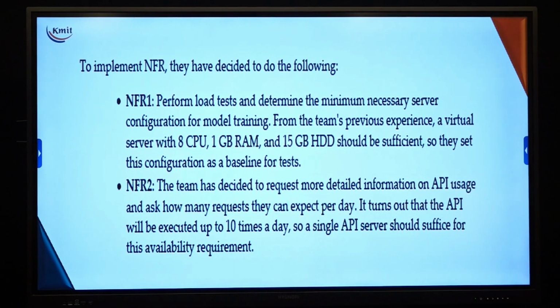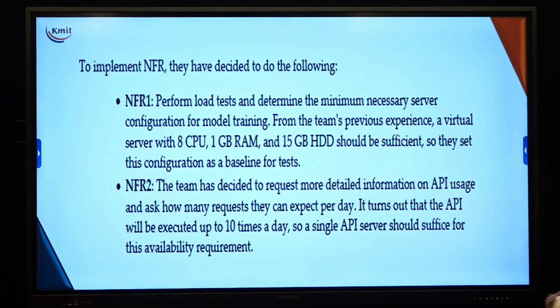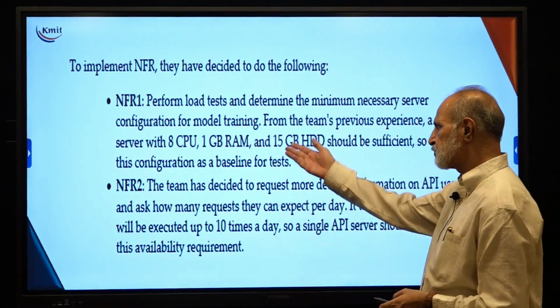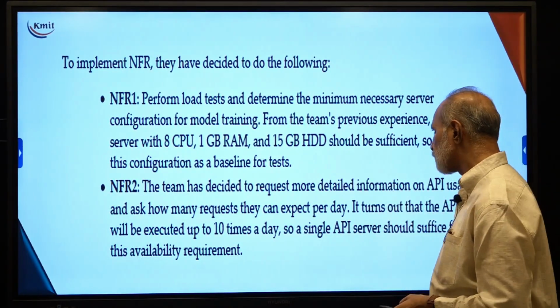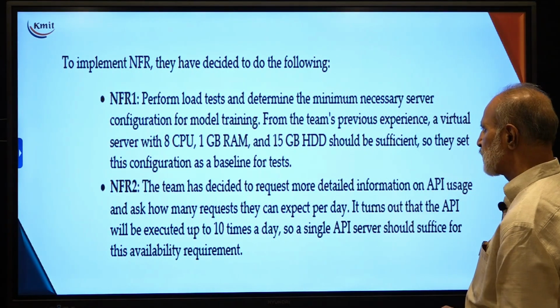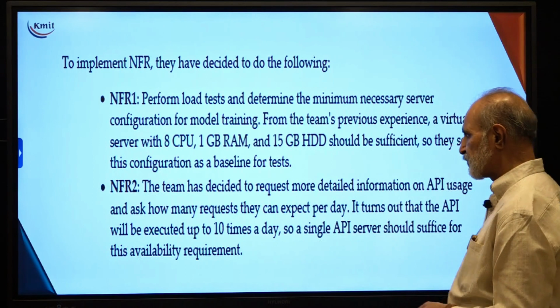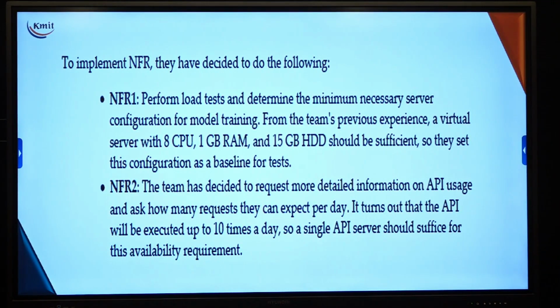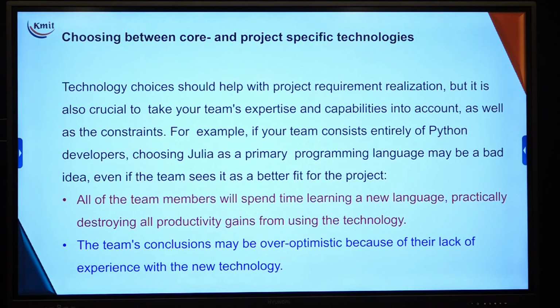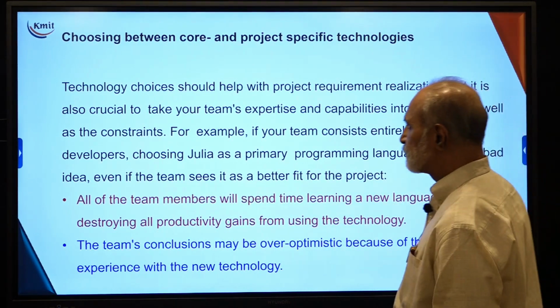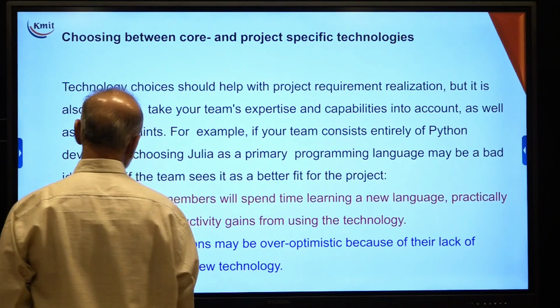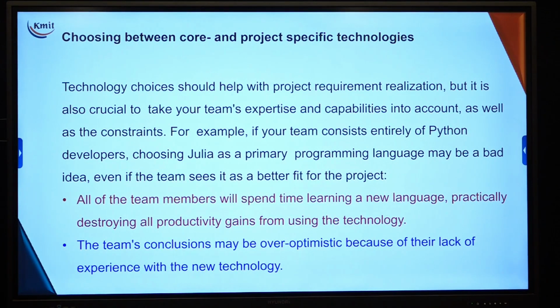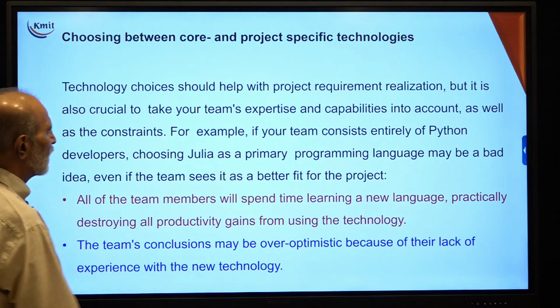With this in mind, to implement the NFRs, they decided to do the following. NFR1: perform a load test and determine the minimum necessary server configuration for model training. From the team perspective, we have 8 CPU, 1 GB RAM and 15 GB hard disk, or maybe more, which should be sufficient, but we can go for more, so that the configuration is a baseline for my data set. And for NFR2, the team decided to perform the API call maybe 10 times per day. With this idea in mind, I want to choose between core and project specific technology. The difference is that all of the team members will spend more time on a new language, suppose my team decides on a new language.